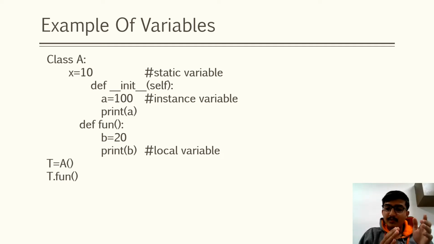Now a variable declared inside the constructor is known as an instance variable, and outside the constructor we have written a def function, a normal function, inside which we declare a variable called b, which is a local variable because it has scope only inside the normal function. We have created object t of class A and called the function, which gives the value 20. The constructor doesn't need to be called; it is called automatically when we create an object of a class.